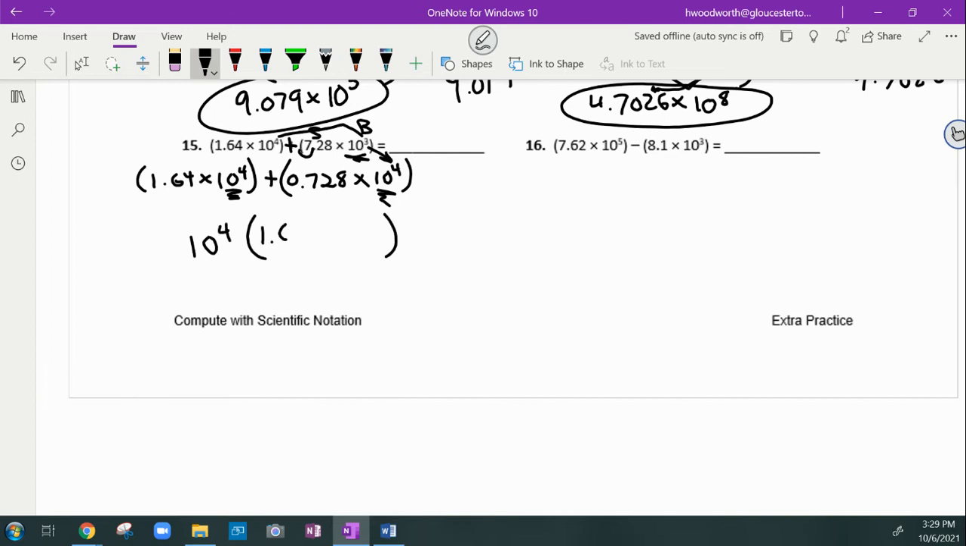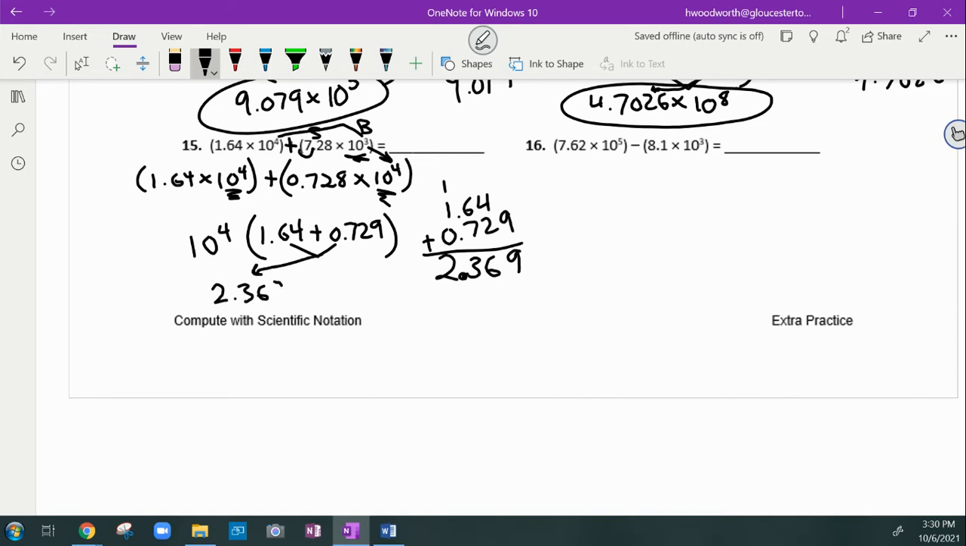What's left? I have 1.64 plus 0.729, 1.64. Now I'm going to add those. 0.729, add it up, 9, 6, 3, 2. Now I'm going to just reorder it. I'm going to put that actually over here, 2.369 times 10 to the fourth.